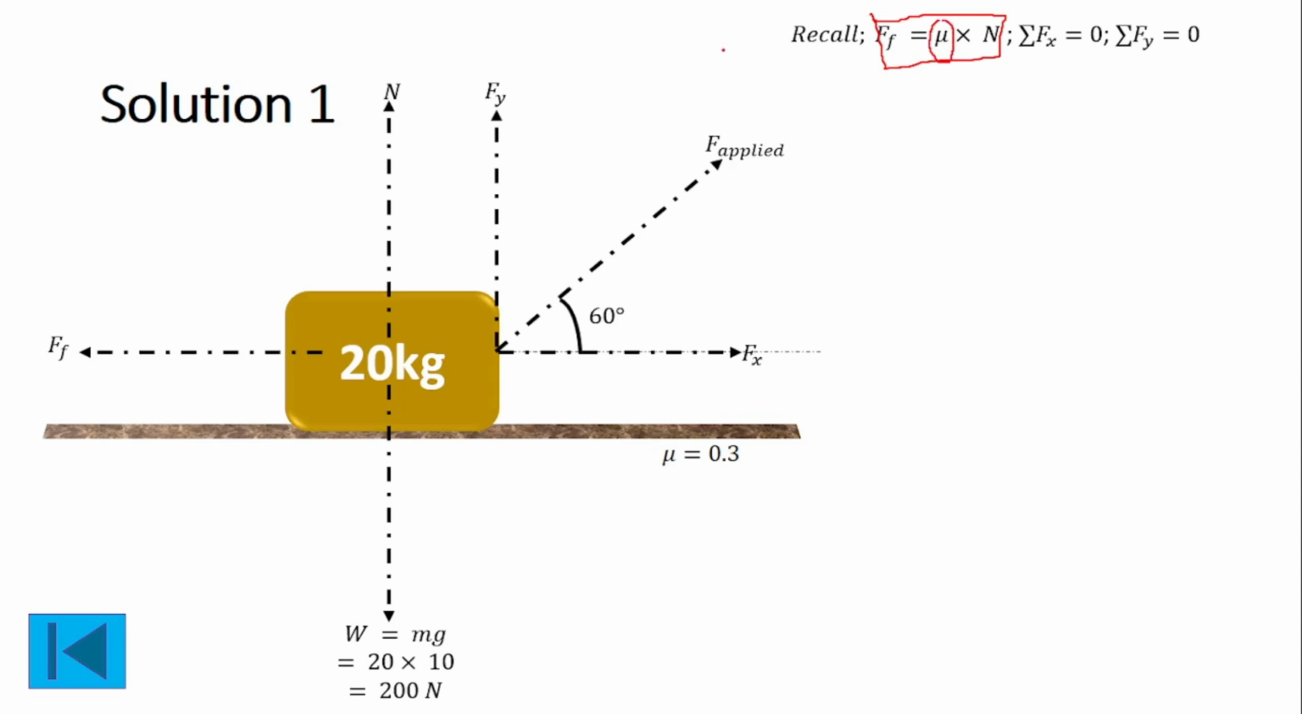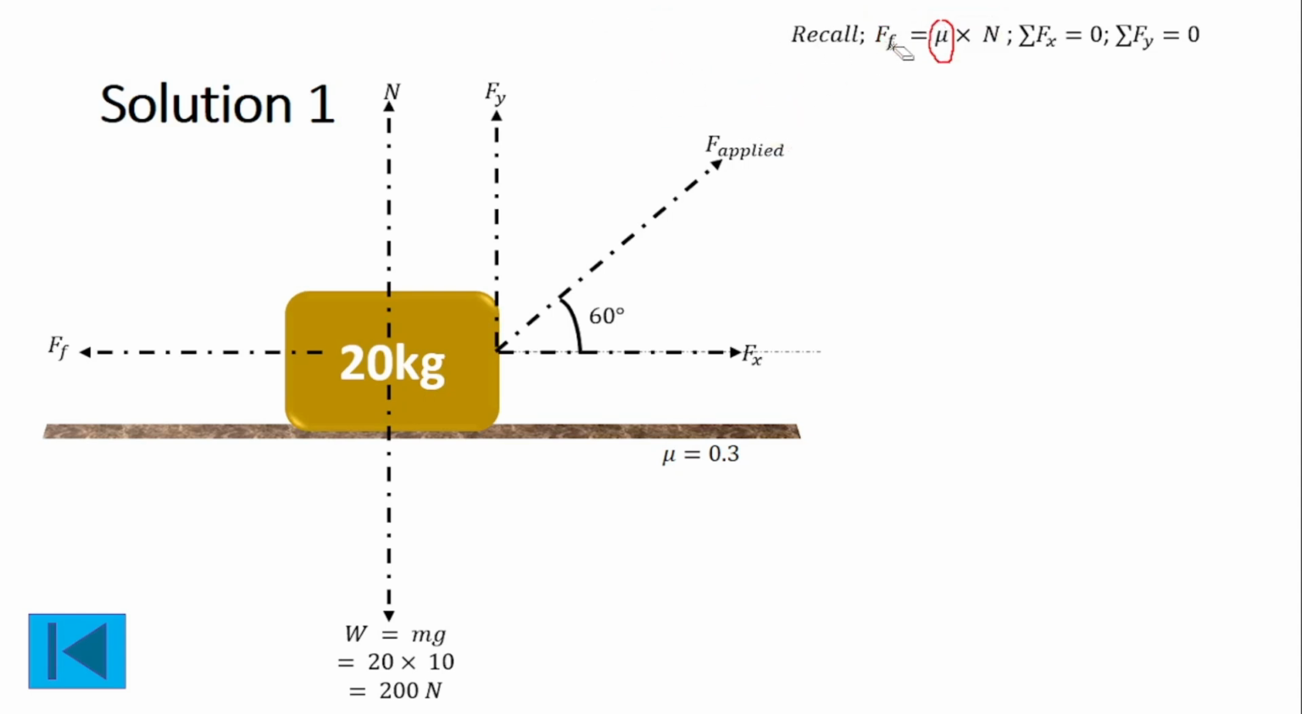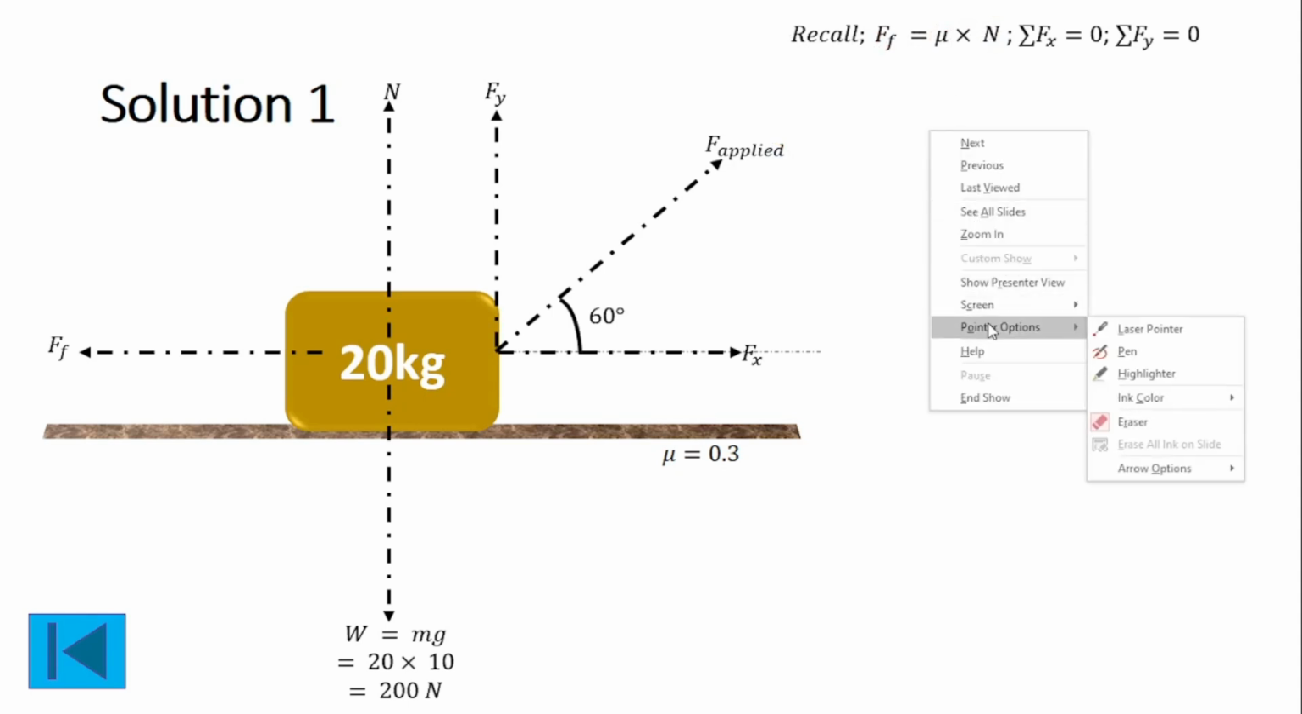It could either be mu k or mu s. Mu k is the coefficient of kinetic friction, and mu s is the coefficient of static or limiting friction. Okay, so now let's go back to what we are discussing.